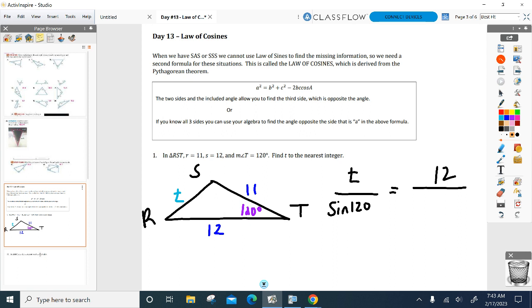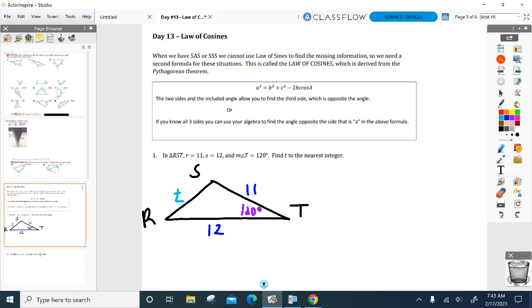We all agree there? All right, well, what if I put 11 instead? Side 11. Same problem, right? I don't know what angle R is and I can't find it. So we all see why law of sines is not going to work. I don't have enough info for it. It's not going to cut it. So that's why I'm going to introduce today what's called the law of cosines.